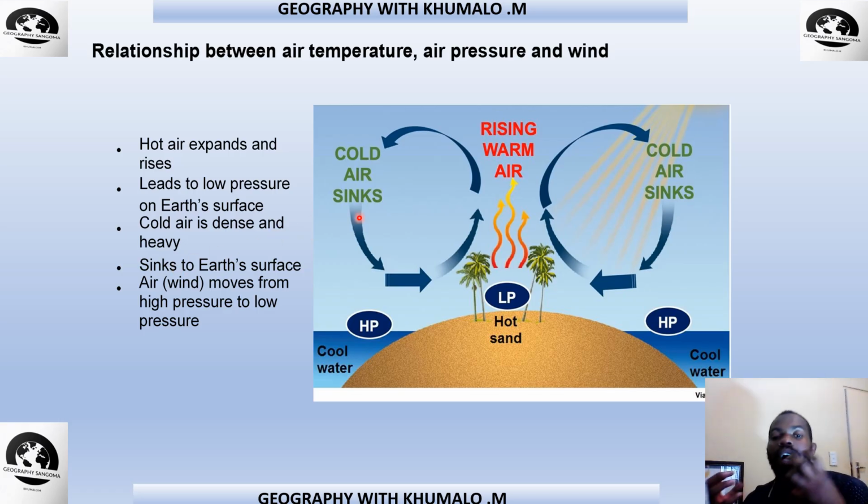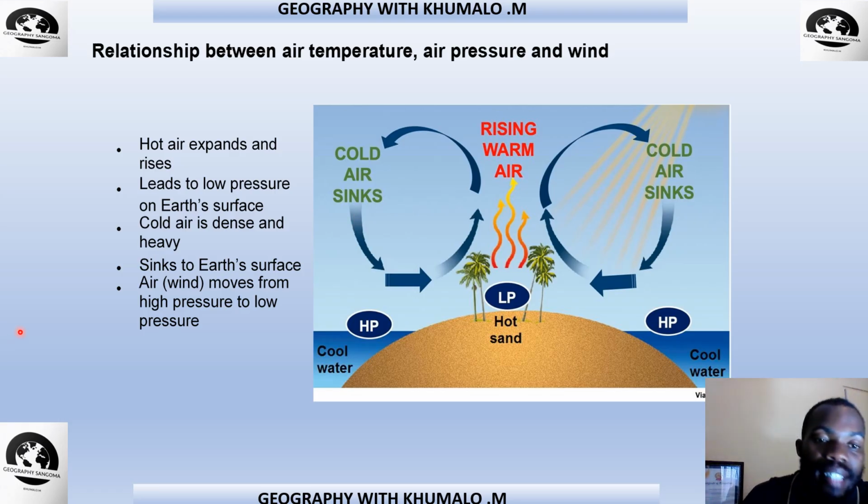So when there are warmer temperatures, we will be experiencing our low pressure system, because the relationship between temperature and pressure is inversely proportional. What does that mean? It means when temperature increases, pressure decreases. So once it becomes colder, the temperature is decreasing, and we are going to experience high pressure systems. When it becomes warmer, the temperatures are increasing, therefore we are going to experience a low pressure system. Then the air sinks to the Earth's surface.